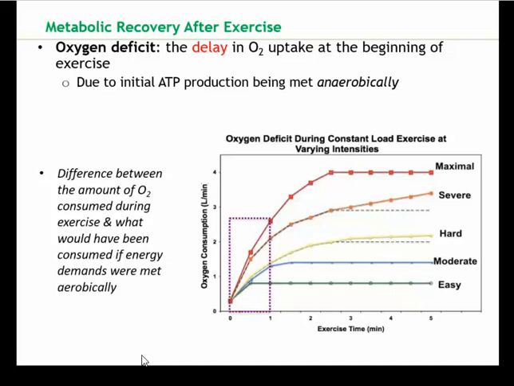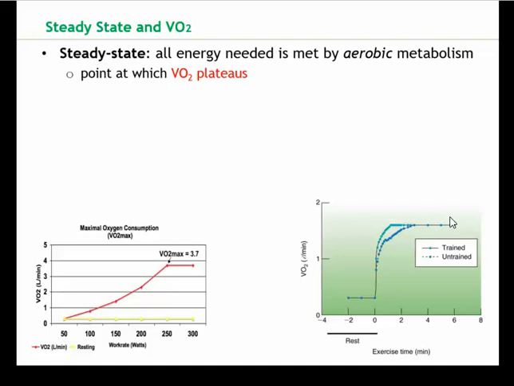So easy to moderate exercise has about a 1 minute lag in oxygen consumption. But when we see severe to maximal exercise, there's about a 2 to 3 minute lag in oxygen consumption. So we have greater oxygen deficit with higher intensities of work. There's a greater deficit when we're working harder, and it takes longer to reach steady state.